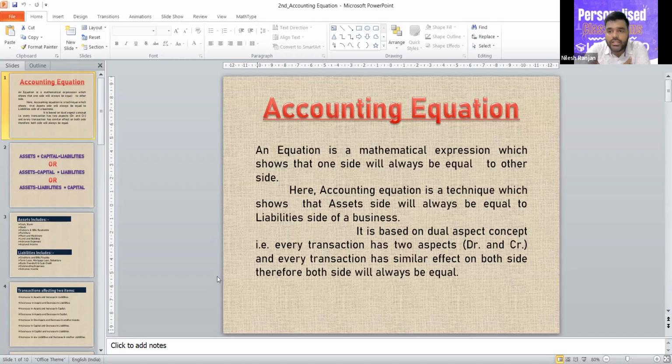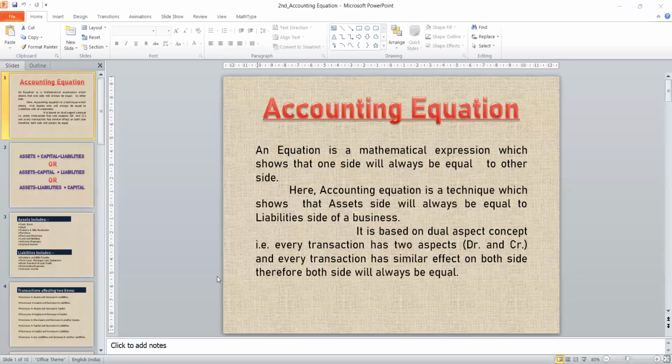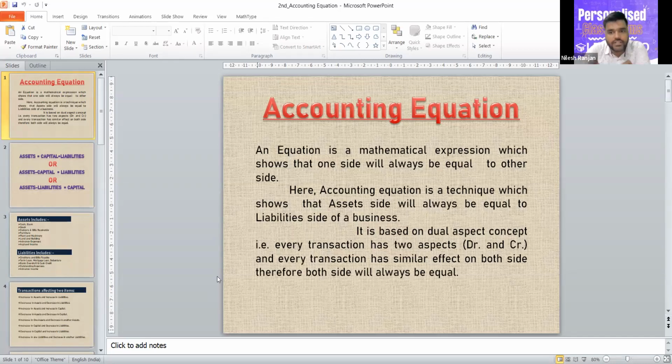How many columns are there in journal format? Date, particulars, LF, and debit and credit columns. Yes, date, particulars, LF, debit, and credit. You have not written date. You have not, actually. Let me share it.